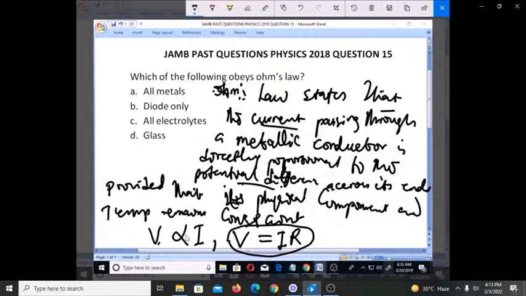And when you remove the proportionality sign, you introduce the equal to and introduce a constant. The constant of proportionality here is known as resistance. And you can use this equation to calculate the current, resistance, or potential difference for a conductor.